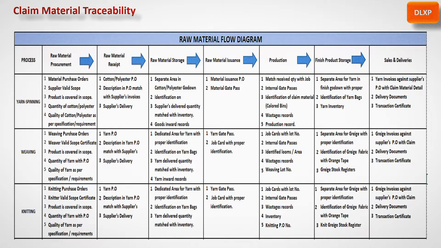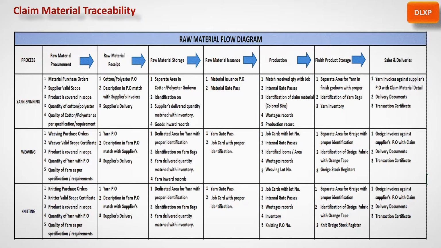Third is the quantity of the cotton or polyester, the ratio. Let's suppose 45% cotton or 55% polyester. These types of ratio should be mentioned. Quality of cotton and polyester, that is single carded or you can say 100%. These types of content should be mentioned on the scope of the requirements.